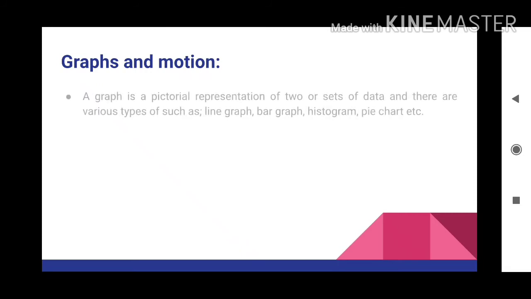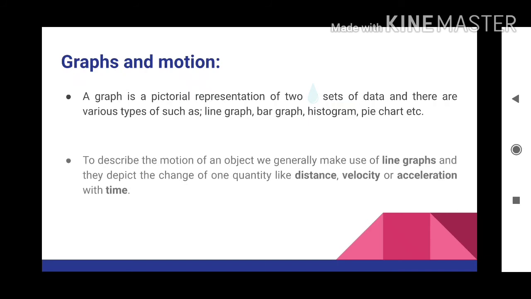So the first thing which we have to understand is the meaning of graphs. So what do you mean by graph? Look here, a graph is a pictorial representation of two sets of data. There are several types of graphs such as line graph, bar graph, histogram, pie chart, etc. You are mostly familiar with line graphs and bar graphs, and you will be learning about histograms this year in your mathematics.